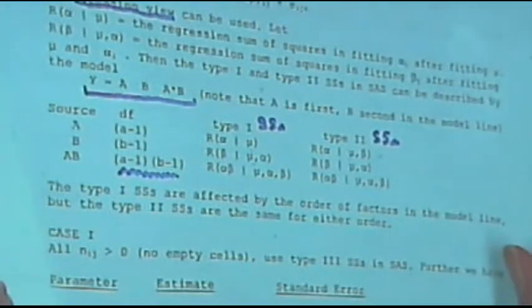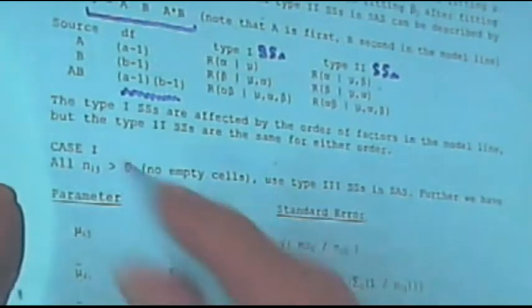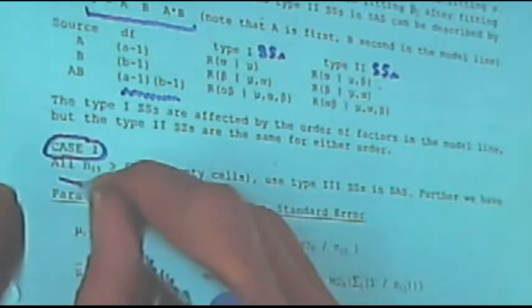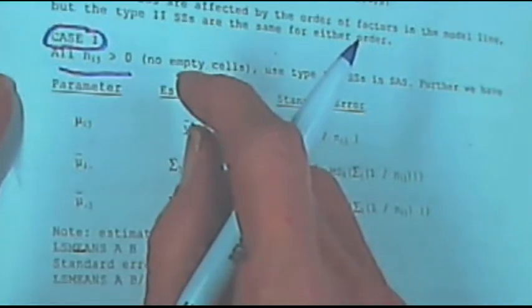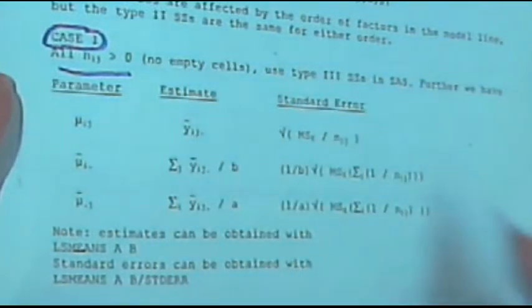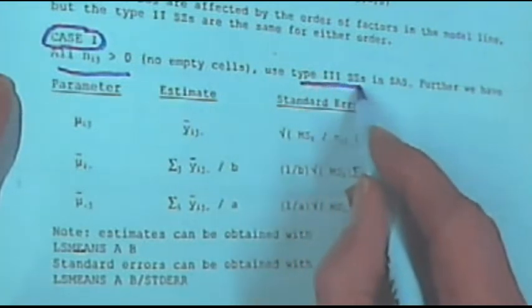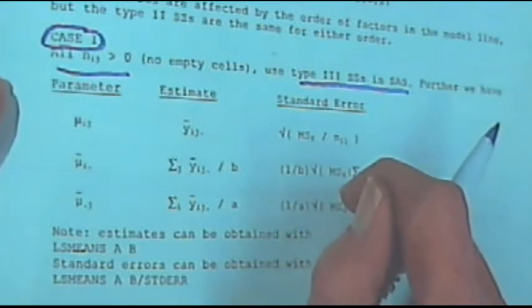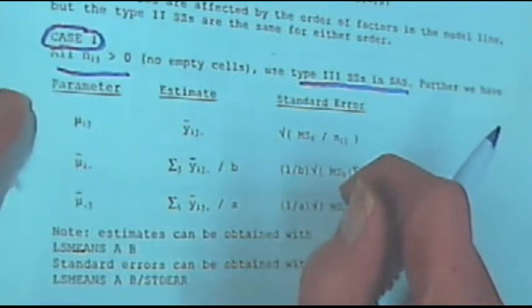All right. Now let's go on to what I call here case 1. Case 1 is that all Nij's are greater than 0. That is, we have no empty cells. No empty cells. In this case, we simply say, use the type 3 sums of squares in SAS. Do that testing and be satisfied with it.